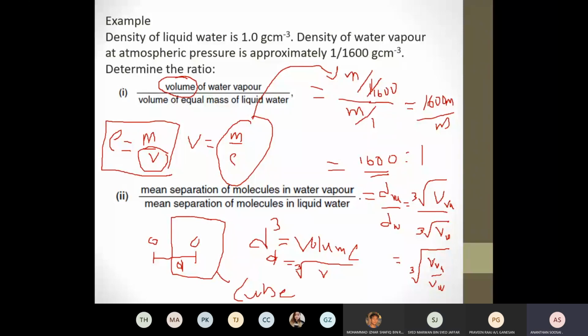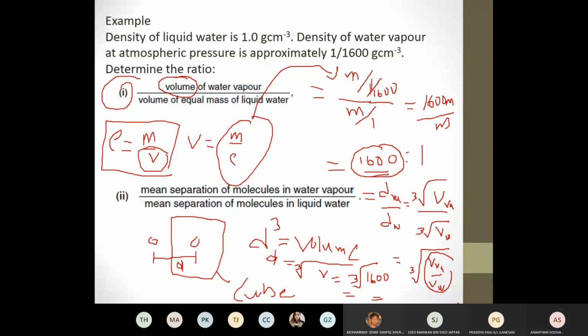So volume of vapor over volume of water, we already know how much. That's the first answer, right? The first answer is what? Volume of vapor over volume of water is 1600. So the value inside here is 1600. So what's the answer then? It's the cube root of 1600, your ratio of the spacing. This is your ratio of the spacing.